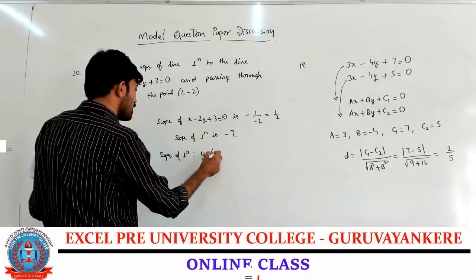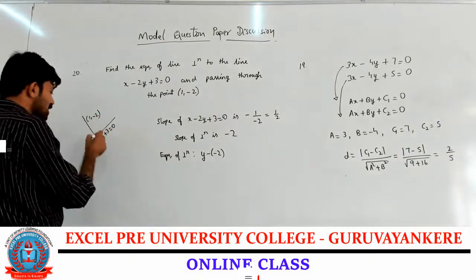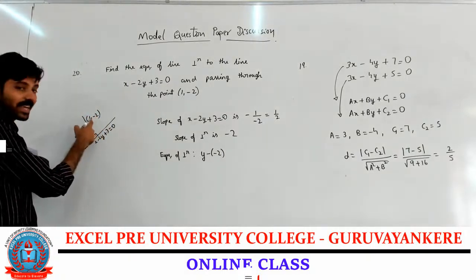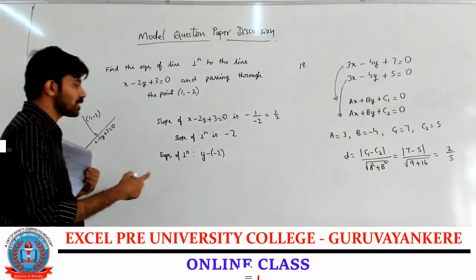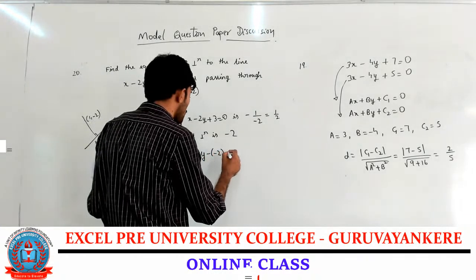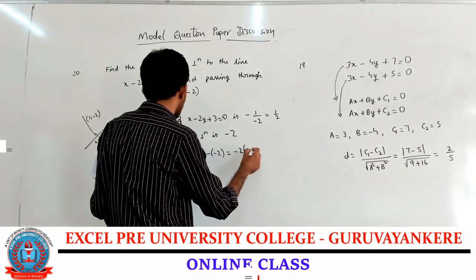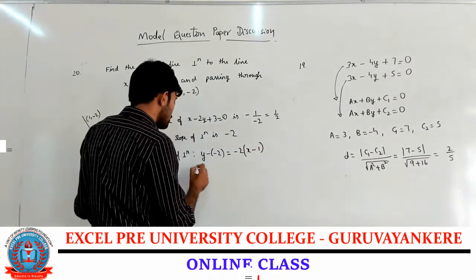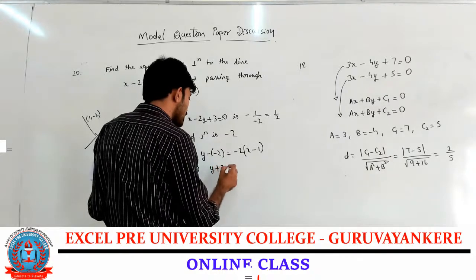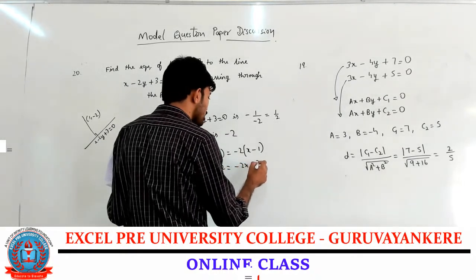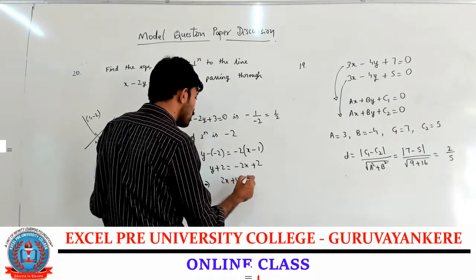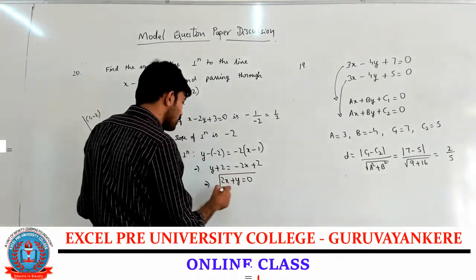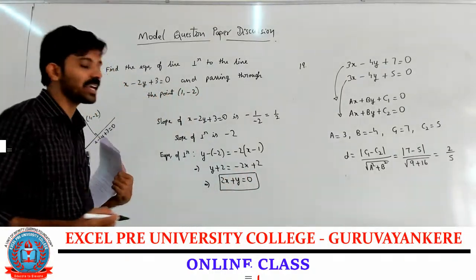y minus y naught. Perpendicular is passing through this point 1 comma minus 2. This is x naught comma y naught. X naught is 1, y naught is minus 2. Y minus y naught equal to slope into x minus x naught. So y plus 2 is equal to minus 2 into x minus 1, or y plus 2 equals minus 2x plus 2, so you get 2x plus y equal to 0, plus 2 cancels, we get 2x plus y equal to 0.